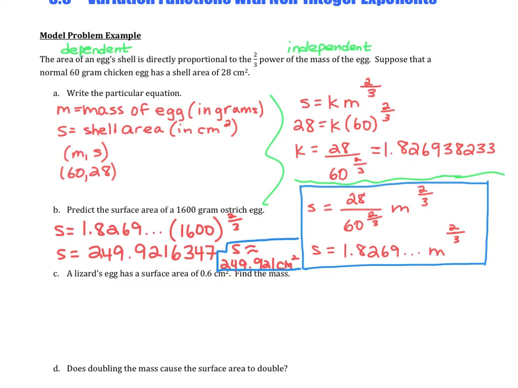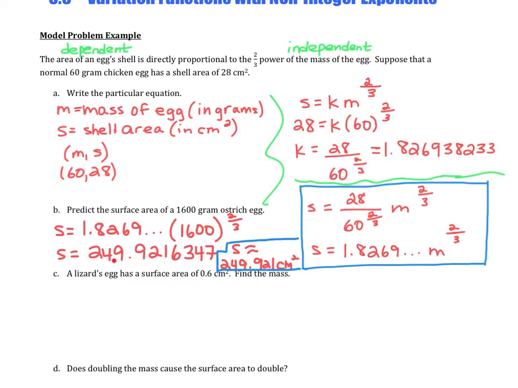Okay, so for part B, predicting the surface area of a 1,600-gram ostrich egg, we're going to take our equation over here, either version of it. I used the version at the bottom when I wrote out my work because, as you can see, I was a little challenged for enough space to write my work in. I plugged an M value of 1,600 in, and then I plugged it into my calculator. So you should get this answer right here.